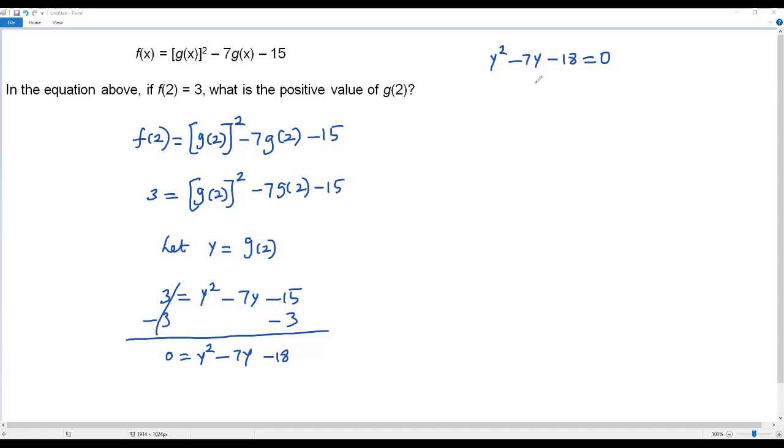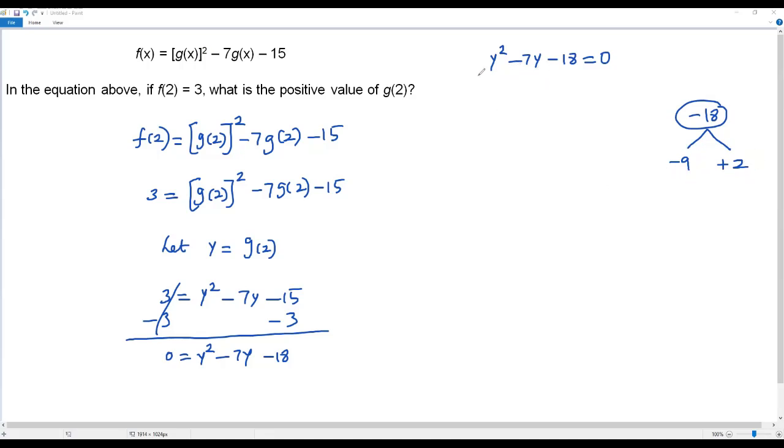Okay, I think this quadratic equation can be solved by factoring. For that, I have to multiply this constant of negative 18 by the leading coefficient, that is the coefficient of y square. In this case, it's 1. When I multiply this 1 and negative 18, I'm still getting negative 18. Now I have to get two factors for this negative 18, so that the product of the two factors equals negative 18 and the sum of the two factors equals the coefficient of y, that is negative 7. I think negative 9 and positive 2 will work. When I multiply these two factors, negative 9 and positive 2, I am getting negative 18, and when I add them, I am getting negative 7, which is the coefficient of y.